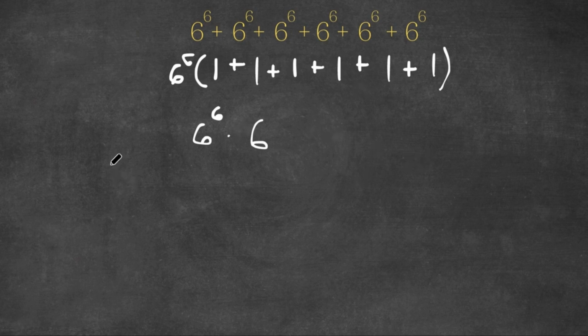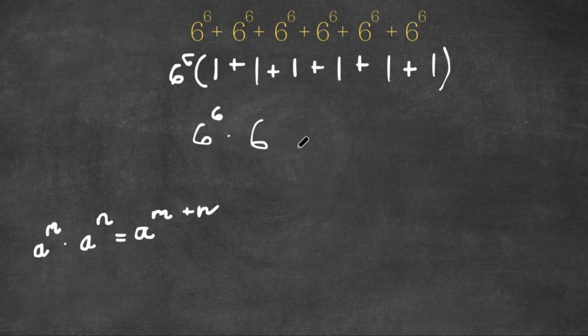And whenever we're multiplying exponents, let's say we have a to the power of m times a to the power of n, all we do is we simply keep the base the same and we add the exponents. So this would be a to the power of m plus n.